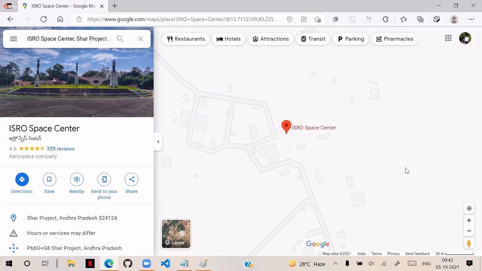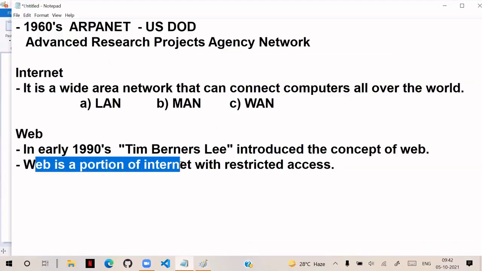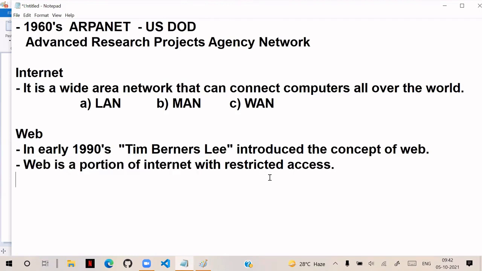So that means you are not directly using internet. You are using web, and web has restriction on internet. That means they can decide which one you can see, which one you cannot see. So that is very important. On internet, the concept of web is nothing but web is a portion of internet. Web is a portion of internet with restricted access.